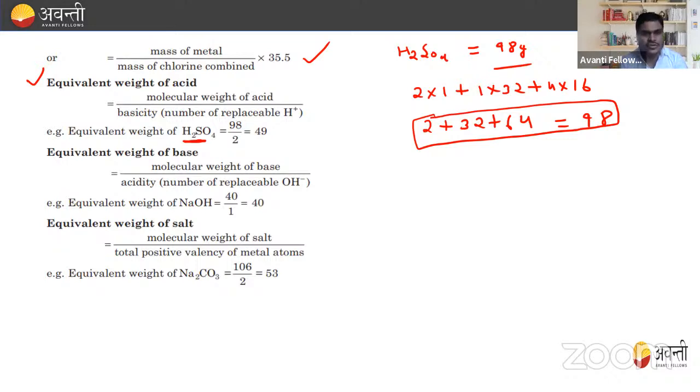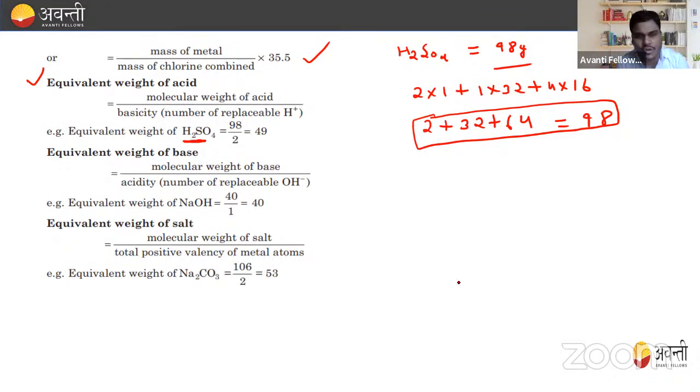Now the basicity here is 2, because in H2SO4 there are 2 replaceable H present. You may wonder how we can know whether there are 2 H plus present, or 3, or more than that, or even no replaceable H at all. So how will you get to know?